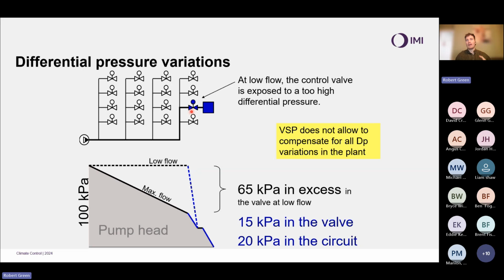So we need to think about ways we can do that. And we were looking at that in the last session with dynamic balancing valves, looking at devices such as differential pressure control valves and pressure independent control valves, that are able to deal with these changes and automatically adjust to these changes in differential pressure.